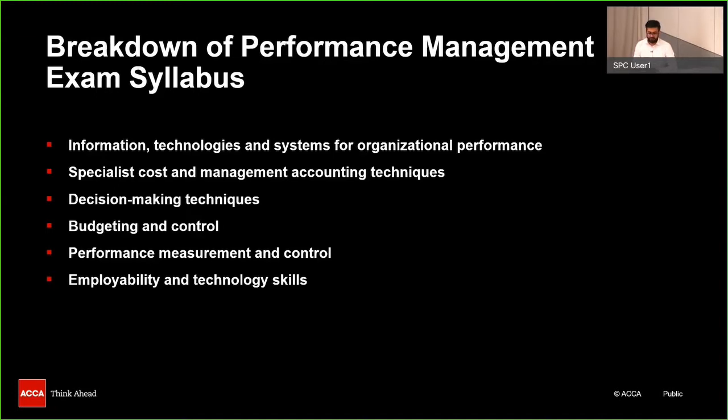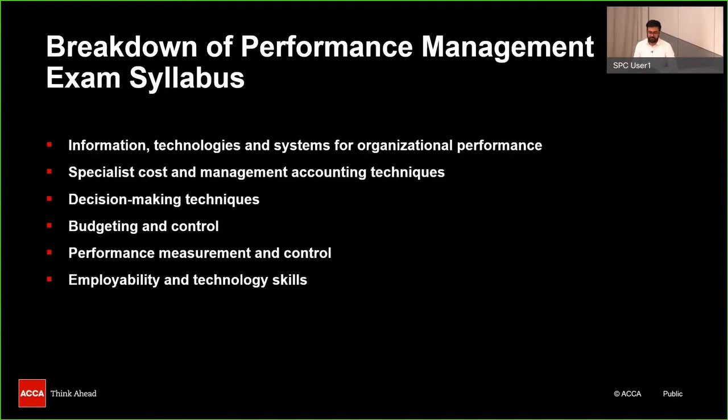So if we exclude this particular syllabus area as it's not tested in the exam, then we are left with 5 syllabus areas. Let's quickly look at the syllabus areas one by one. The first one here we have is information technologies and systems for organizational performance. This is a relatively short area where we look at how different types of information and systems can be used by the business to take informed decisions for increasing the wealth of their shareholders.